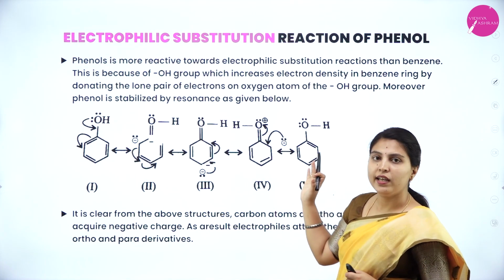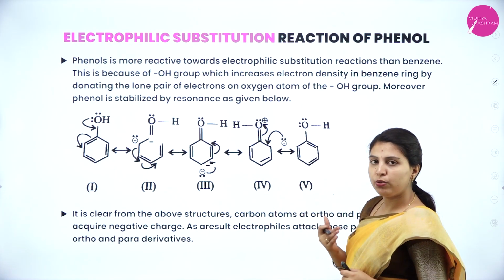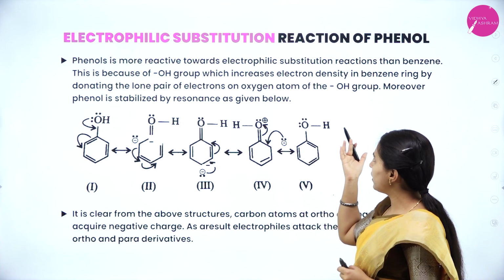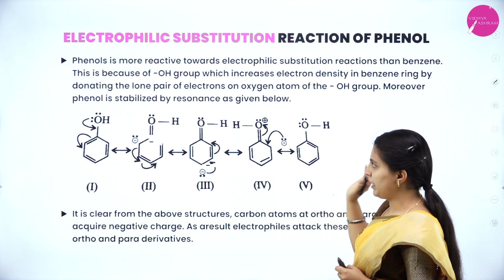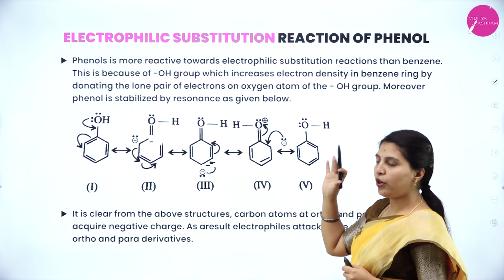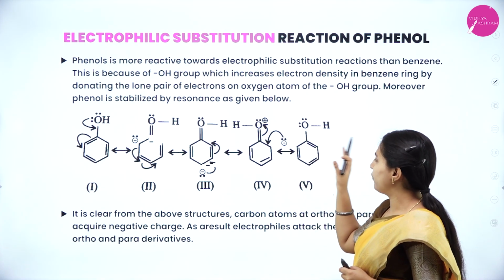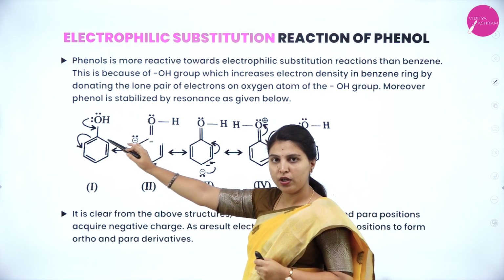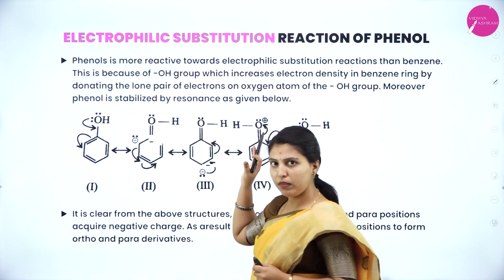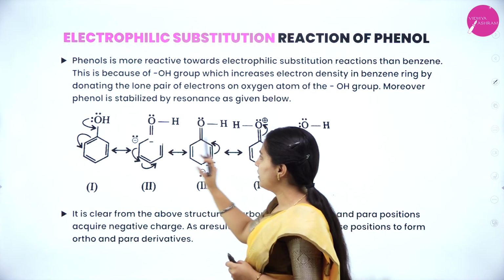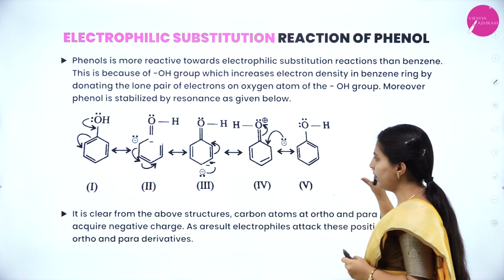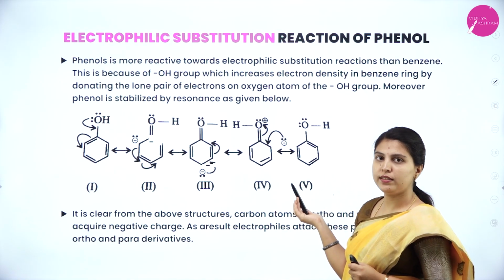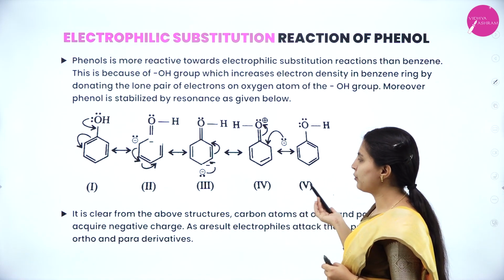Why will phenols be more reactive towards electrophilic substitution reaction? Because of the hydroxyl group, which increases the electron density in benzene by donating the lone pair of electrons on the oxygen atom of the hydroxyl group. Due to this electron donating capacity of oxygen, it gets stabilized through resonance. This is the overall resonance effect of phenols. That is why it is reactive towards electrophilic substitution reaction.